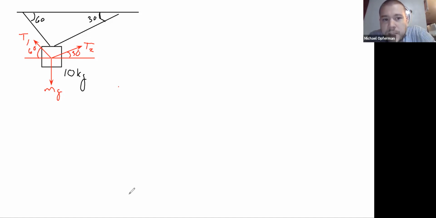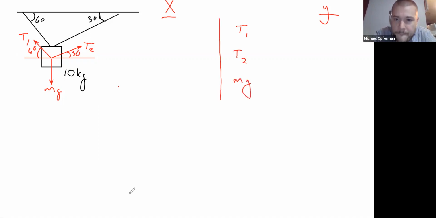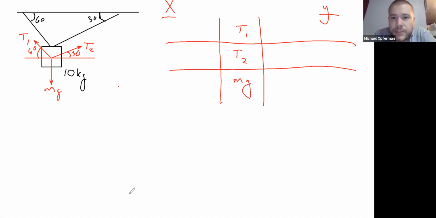I have a diagram. Step two, I need to break all my vectors into components. So I need to do X direction and Y direction. And let me do this the way that I've been doing it. So I'm going to have T1, I'm going to have T2, I'm going to have mg. Make a little chart. Okay, so T1, first of all. I'm using standard XY coordinate system. So that means T1 has a negative X component and a positive Y component.